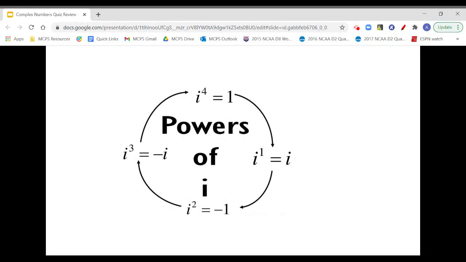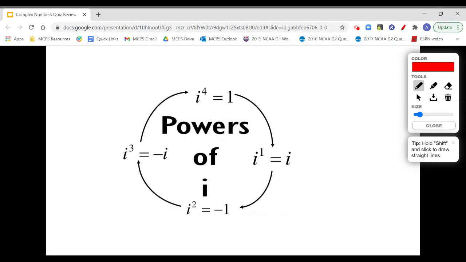Just as we go about this, notice that the cycle itself has 4 possible outcomes, and every time you have an exponent that reaches a multiple of 4, you start back at the beginning of the cycle, right? So once I get to i to the 4th, I'm back to the beginning of the cycle. When I get to i to the 8th, I would be back here. When I get to i to the 12th, I would be back there.